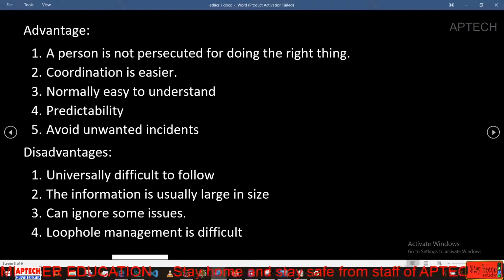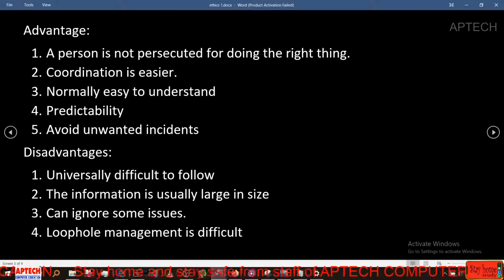Normally easy to understand. It's very easy to understand the reason why someone did something. Predictability: it's very easy for you to predict the situation and how it is going to occur. Avoid unwanted incidences: it's very easy for you to avoid unwanted incidences in a way that if you know the commandments, that if you steal this and this will happen to you, by knowing that you are able to say okay, I won't do it. I hope you get my point.